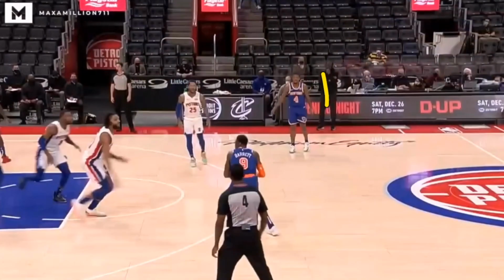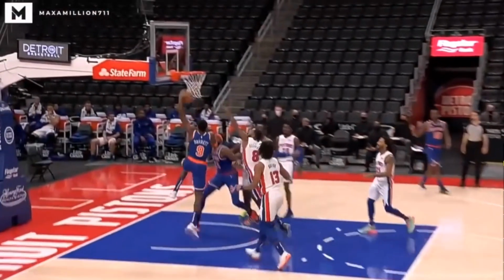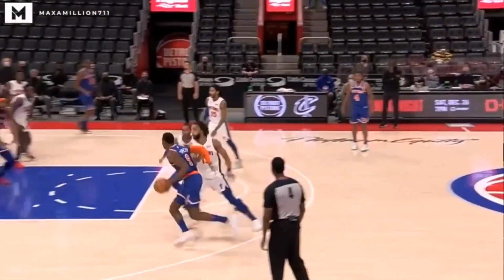Okay, so this first clip, he's able to receive a pass. He sees a defender trying to come out to defend him, and he's able to fly by him and dunk on him. Let's see how he is able to do this.